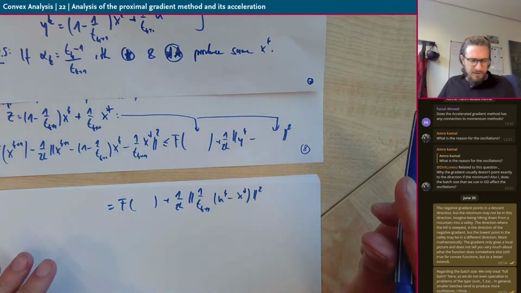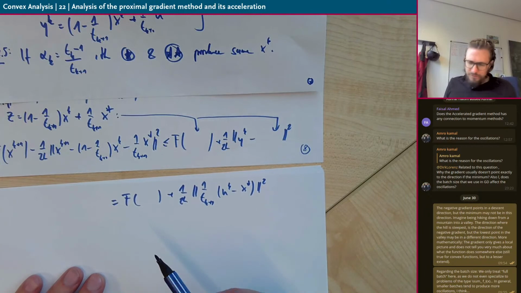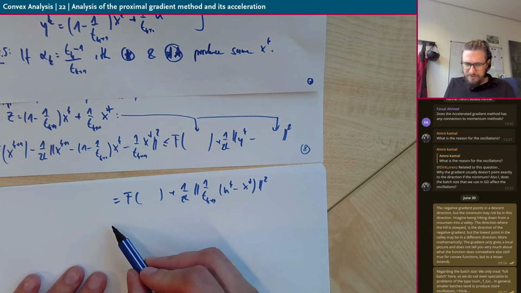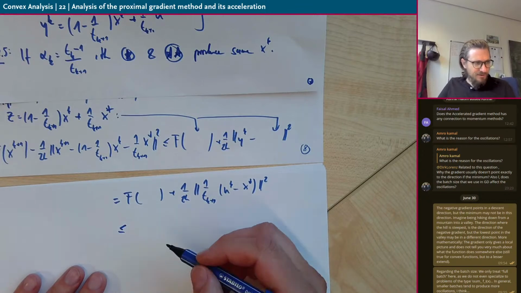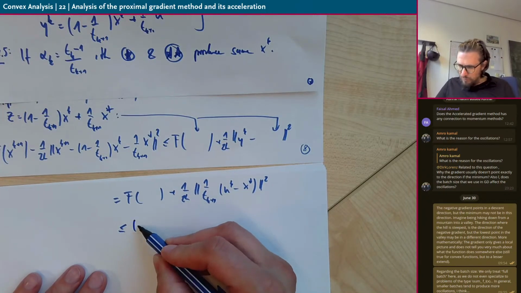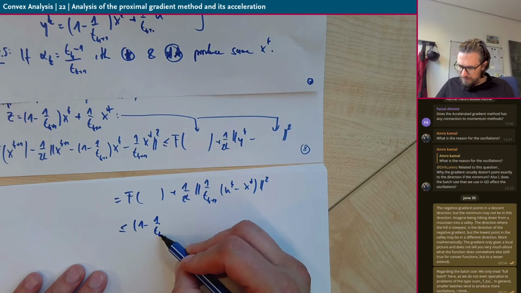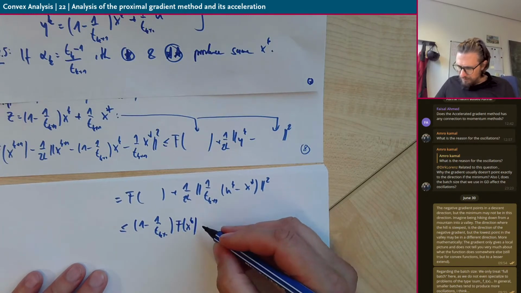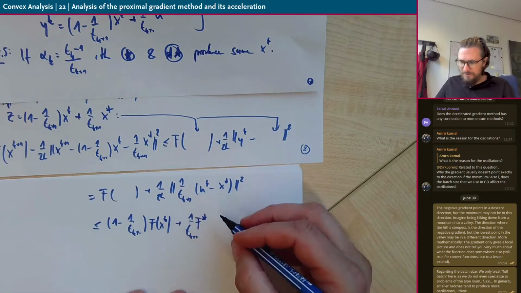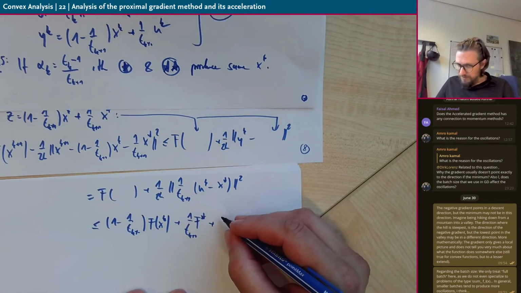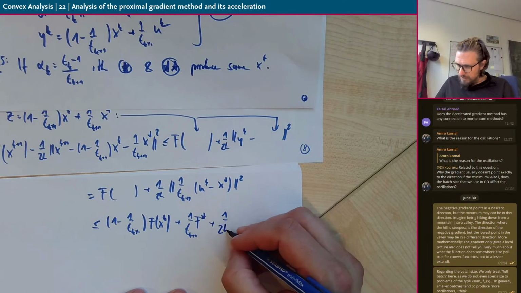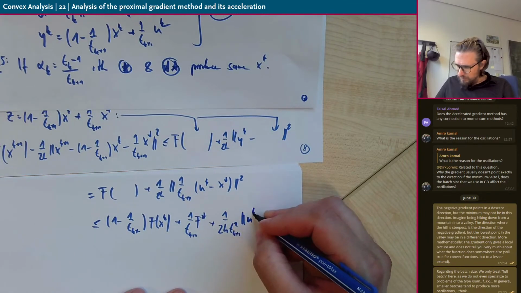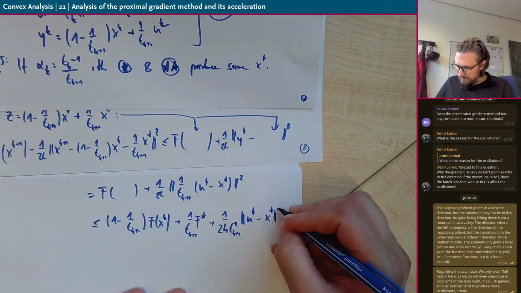Yeah, and one more thing is we use convexity for this guy here because we have plugged in a convex combination, so this is then smaller equal to 1 minus 1 over tk plus 1 of f of xk plus 1 over tk plus 1 of f star. This last term we can put the tk plus 1 out here and get 1 over 2h tk plus 1 squared uk minus x star squared.